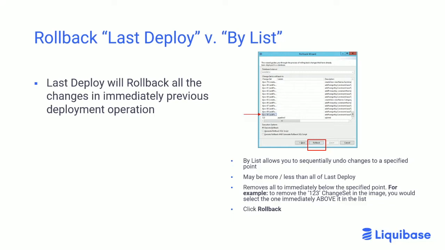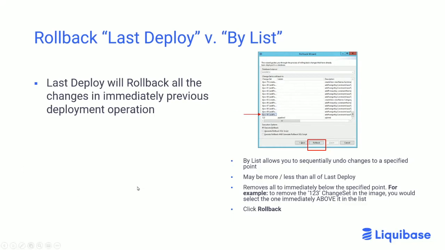Now, if you need to do something more sophisticated, something that's either more or less than the last deploy operation, you need to do it by list. The list operation simply undoes sequentially all of the change sets up to the point that you specify. And it's important to remember that it will proceed to the point, but not including the point you select. So in our example here, if you want to eliminate that 1, 2, 3 change set that's at the bottom of the list, you would select the record immediately above the record you want to roll back, or the point you want to roll back to.